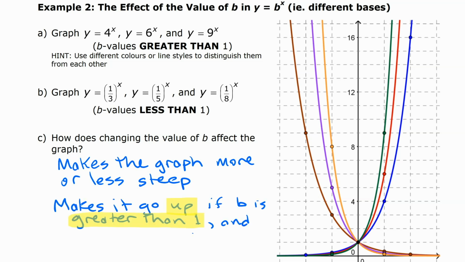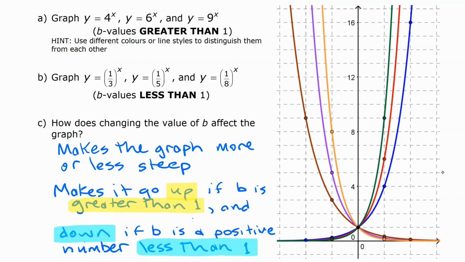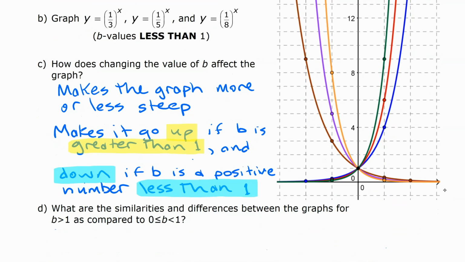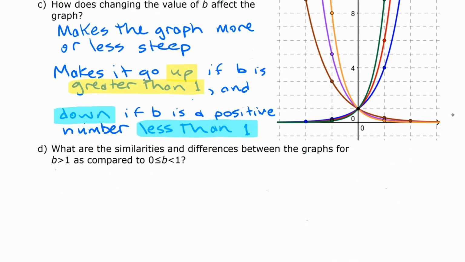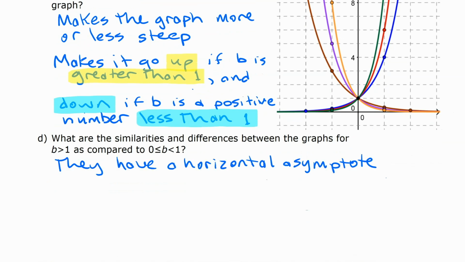They go up to the right if the b value is greater than 1, and they go down to the right if the b value is less than 1. All right, like those ones. And of course, they do have some similarities and some obvious differences. Some similarities between all of these: they all have a horizontal asymptote, y equals 0, the x-axis.